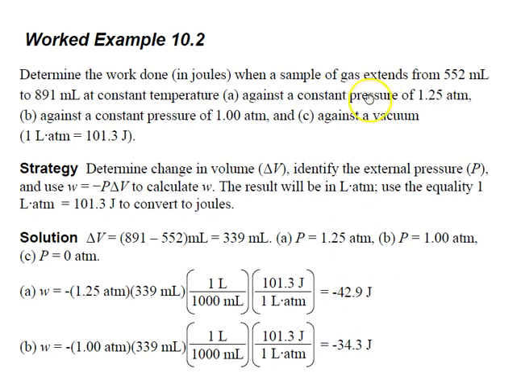You can see what it's like at a constant pressure of 1.25 against a constant pressure of 1 atmosphere. 1 atmosphere is about sea level. This would be a little bit below sea level.